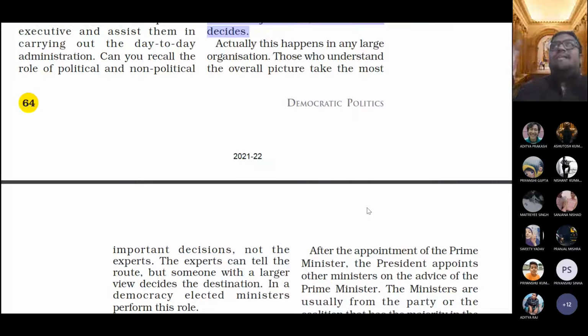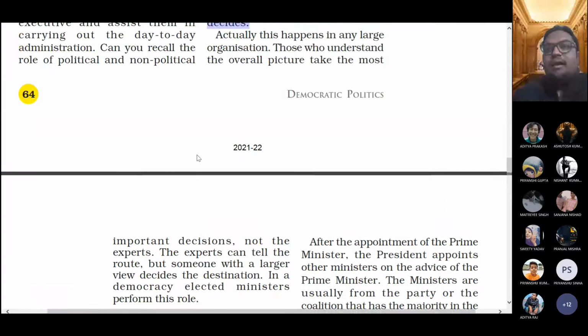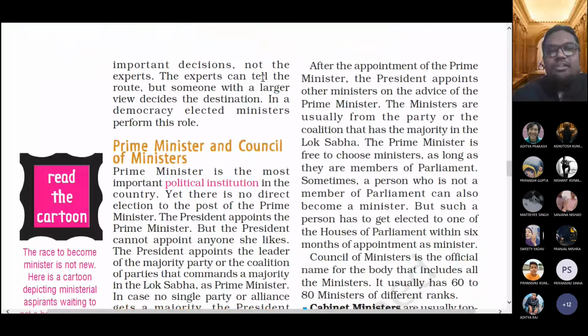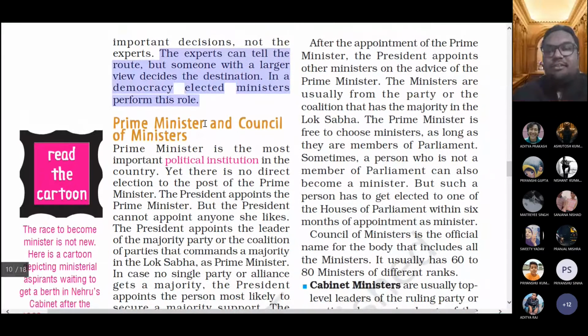A minister thinks about the overall picture, and it happens in any organization, like how executives work, in any big organization. So those who understand the overall picture take the most important decisions, not the experts. The experts can tell the route, but someone with a larger view decides the destination.